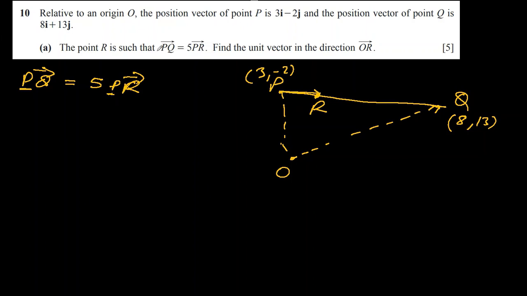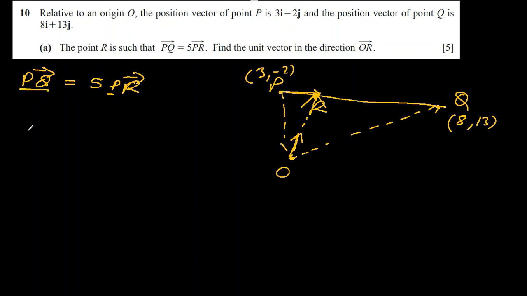Alright. Now, what is the question? Find the unit vector in the direction of OR. So this is OR, and we want a unit vector in the direction of this. We'll talk about unit vectors later. First, we should find OR.